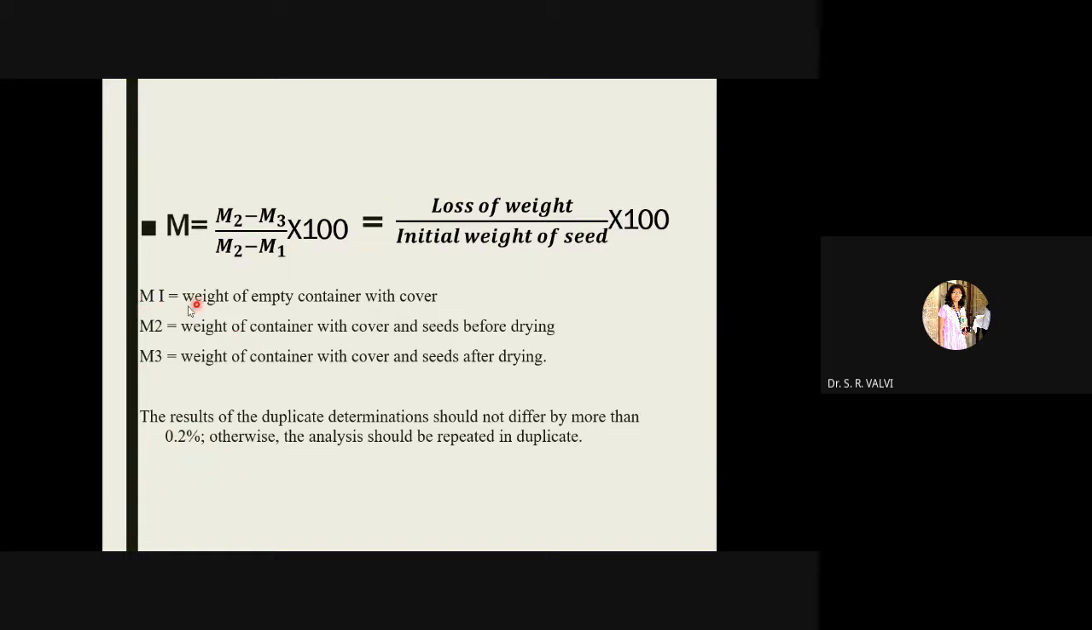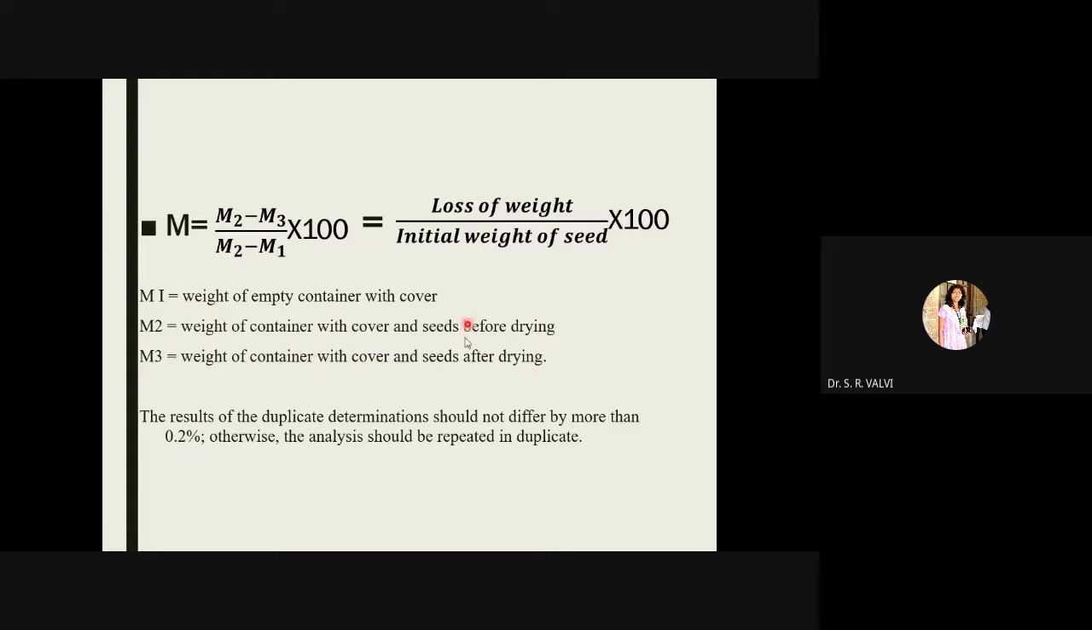So see here, what is M1? The weight of the empty container. Please remember M1 is nothing but the weight of the empty container with cover. Then M2 is the weight of the container with cover and seeds before drying. That is very important. M2 is the container with its cover and with seeds, so it is before drying, right? And M3 is the weight of the container with cover and seeds after drying.